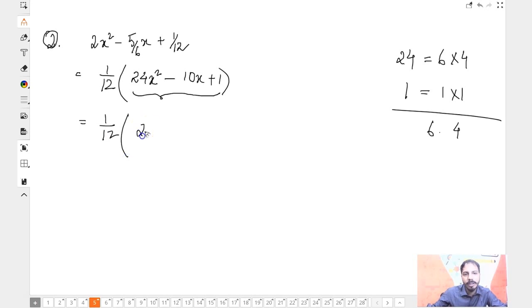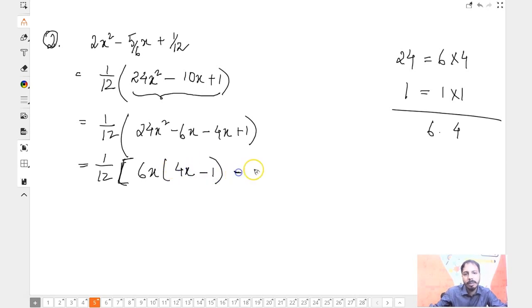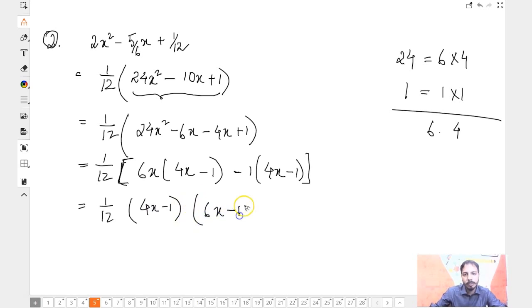So what I can do here is 24x squared minus 6x minus 4x plus 1, and this I can write as 24. So let me take 6x common. So if I take 6x common, I will get 4x minus 1, and here let me take minus 1 common, so I will get 4x minus 1. Now from these two, what can I get? I will get 4x minus 1 and 6x minus 1.